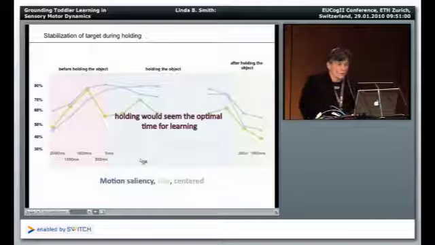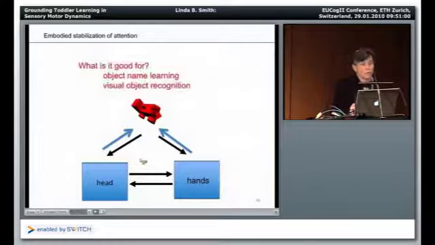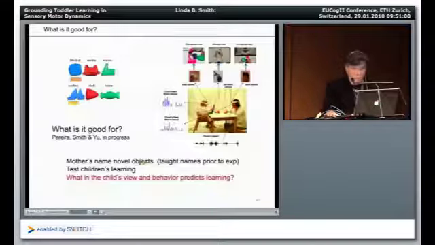But what I want to go to next, in the very last part of the talk here, is what this might be good for. This graph here, where you've got one object selected in view and stabilized in the visual field, would seem like it would be the optimal time for learning. Holding an object for toddlers ought to be when they're most learning about objects. So, in work that is ongoing now, that is what we're asking. We're asking, what is all this good for? And the idea is that it might be good for object name learning and also for building the representations for visual object recognition.